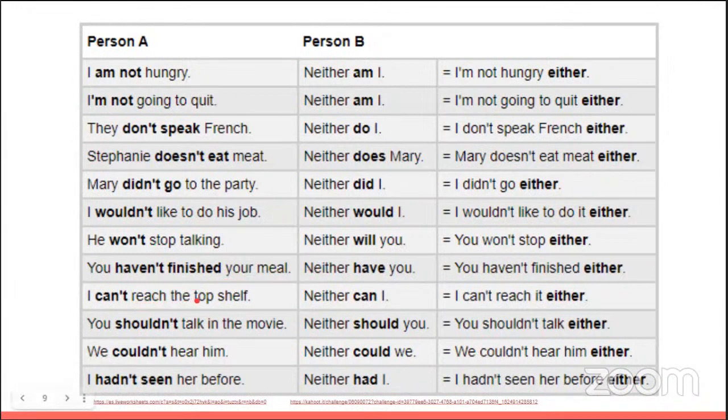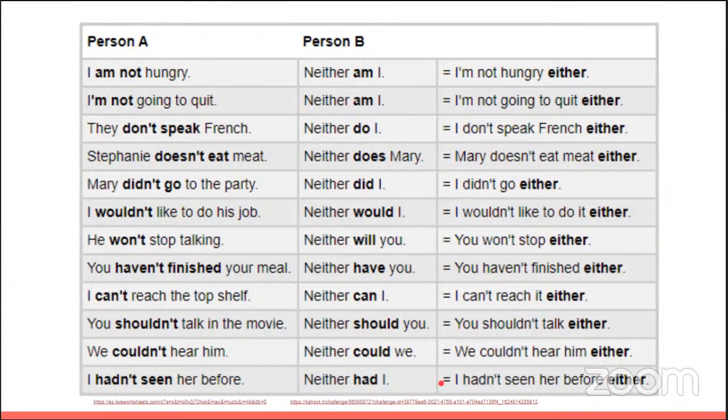I can't reach the top shelf. Neither can I. I can't reach it either. You shouldn't talk in the movie. Neither should you. You shouldn't talk either. We couldn't hear him. Neither could we. We couldn't hear him either. I hadn't seen her before. Neither had I. I hadn't seen her before either.